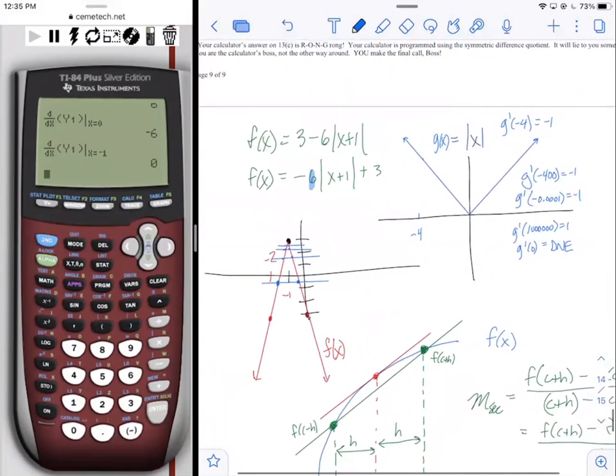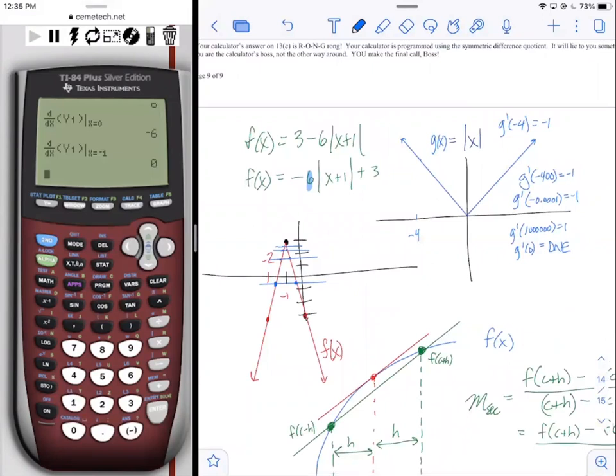Your calculator uses the symmetric difference quotient. All right, have a great lunch. We're done with this section. Perfect timing.